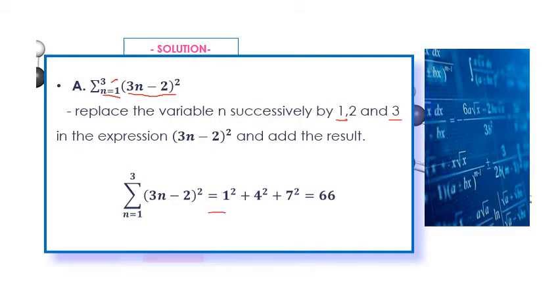So performing the operations, what we get is 1 squared, 4 squared, 7 squared. We have 3 times 1 minus 2, that is 1. 3 times 2 minus 2, that is 4. 3 times 3 minus 2, that is 7. So we have 1 squared, 4 squared, 7 squared. And then if we add these, we have the answer 66. And that is the value of your sigma notation.